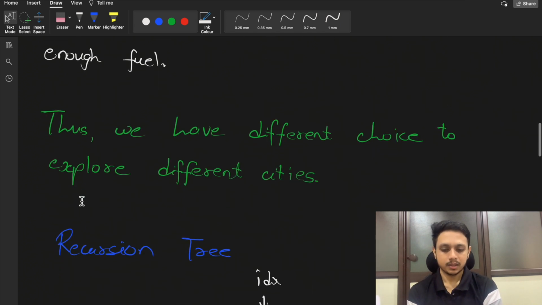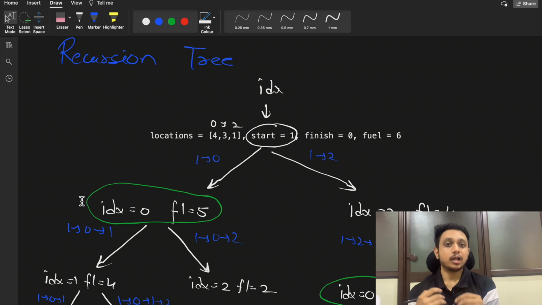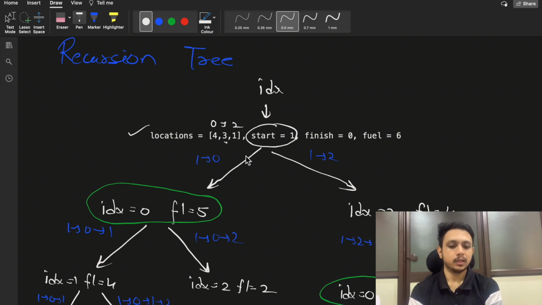Okay, so let's try to figure out how recursion will work here with the help of a recursion tree. Taking the second test case that was given, this was the location, this was the start, finish, and the fuel. So let's consider the start as the current index. Currently we are positioned at position 3. Now from here we can move to either city 0 or city 2. That means from index 1, you can move to either index 0 or index 2.